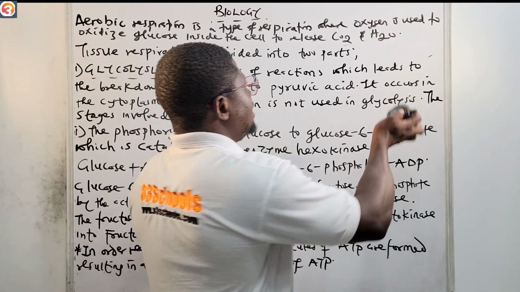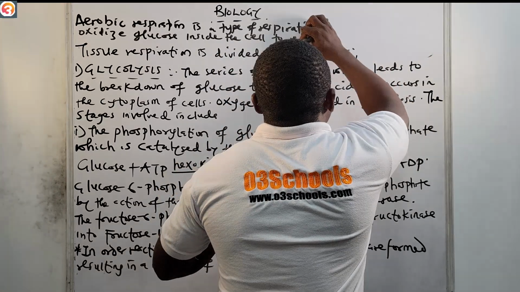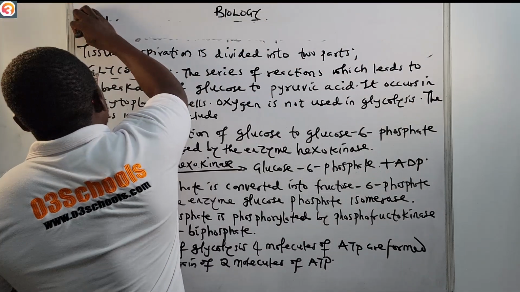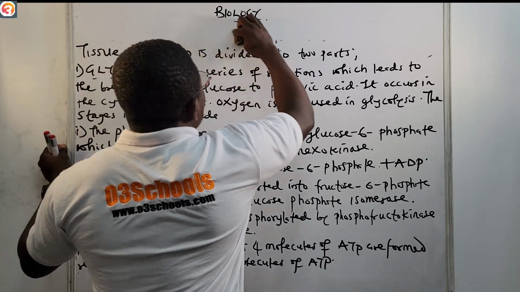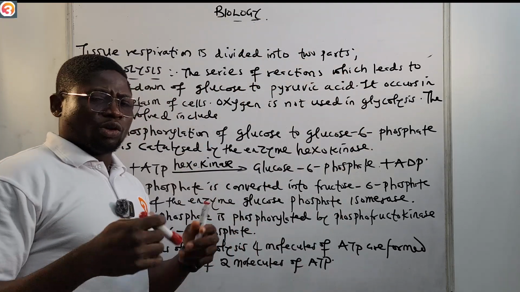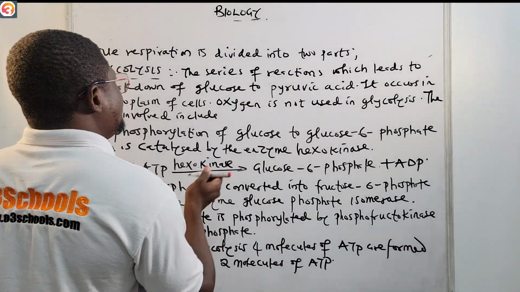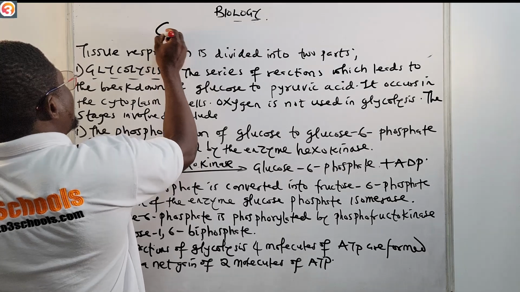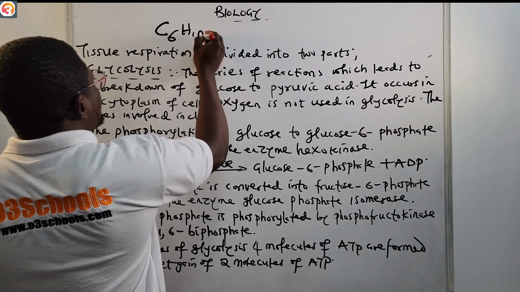Let us see the balanced reaction for aerobic respiration. Let us see how our food, glucose, is oxidized using oxygen. For example, this is how our food is written: C6H12O6.